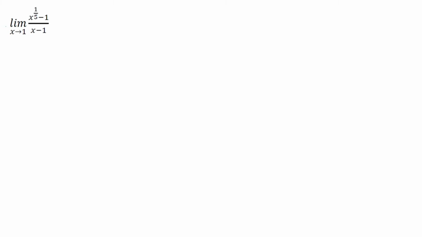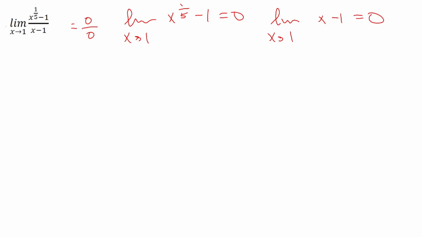For our next one here, we've got the limit as x approaches 1 of x to the 1/5 minus 1 over x minus 1, which is 0 over 0. We have two options. One option is just to use L'Hopital's rule, which now that we know L'Hopital's rule is probably a much easier option. The other is to do a u substitution for x to the 1/5. Right? So we could do that, but since we know that the limit as x approaches 1 of x to the 1/5 minus 1 is 0, and the limit as x approaches 1 of x minus 1 is 0, we might as well just use L'Hopital's rule.